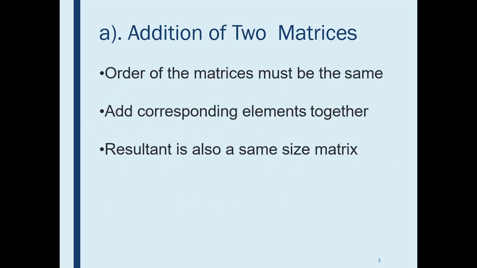In order to add two matrices, the following condition must be satisfied. Order of two matrices must be same, otherwise addition doesn't exist. Then addition can be performed by adding corresponding elements together. Finally, a same order matrix would be the result as the resultant matrix.